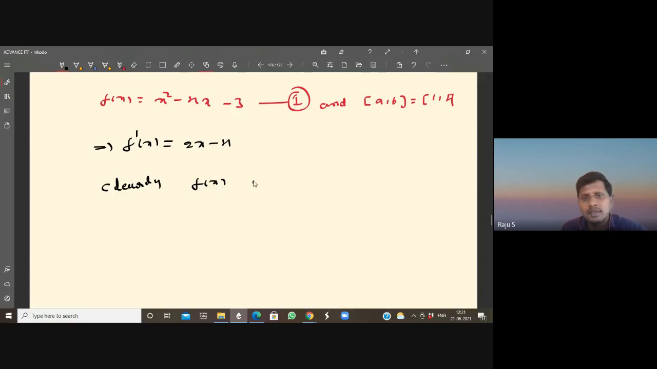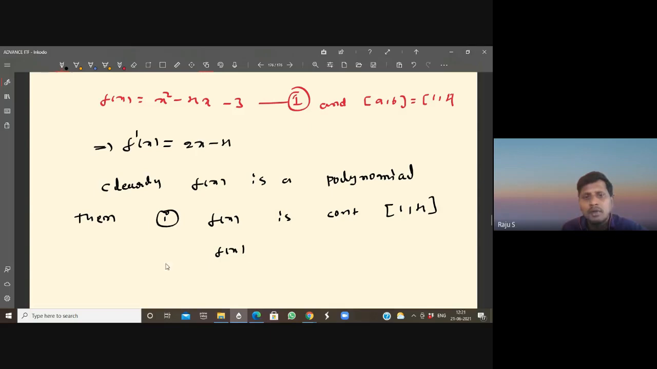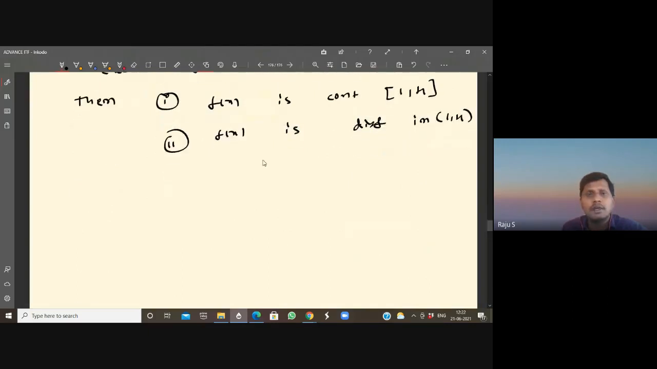F of x is a polynomial. I told you clearly, every polynomial. Polynomial, then the first point is f of x is continuous in closed interval 1 comma 4. Second point is f of x is differentiable in open interval 1 comma 4. Then we can apply the Lagrange's theorem.